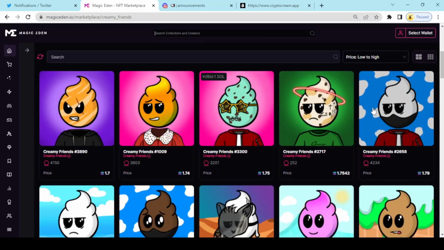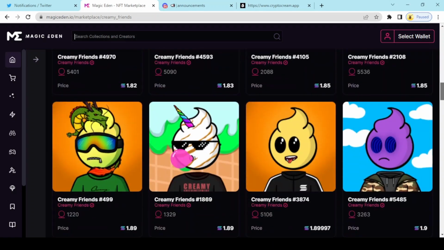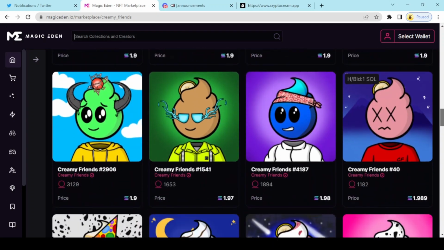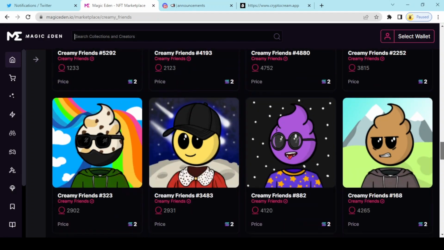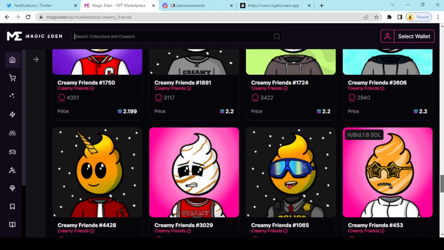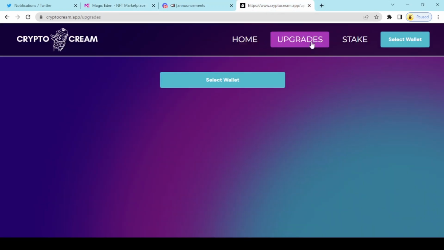And the base Creamy Friend generates 4 Creamy per day. Then there is the boosted Creamy, which was mostly given to OGs. There was an issue at mint, and that generates 5 Creamy per day. And there is also the enhanced Creamy, and those are the ones with effects, and that generates 8 Creamy per day.